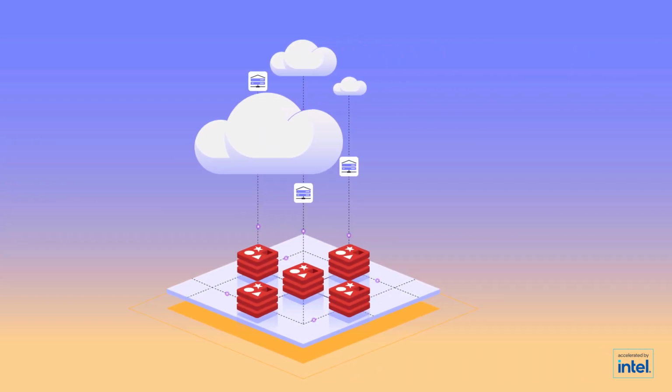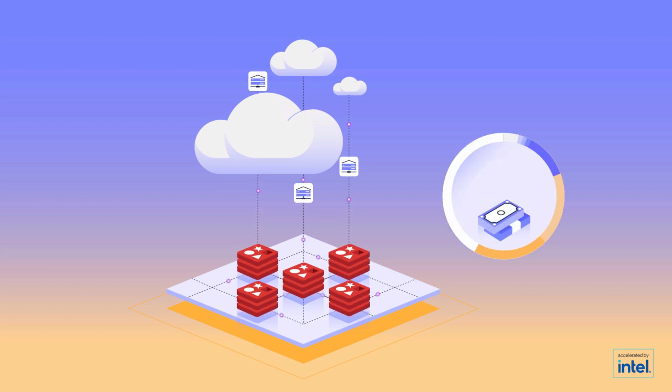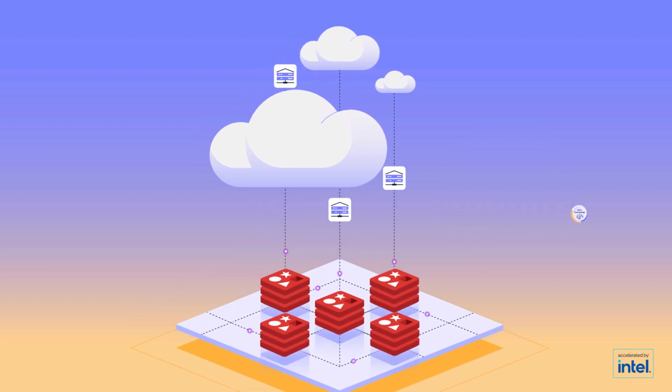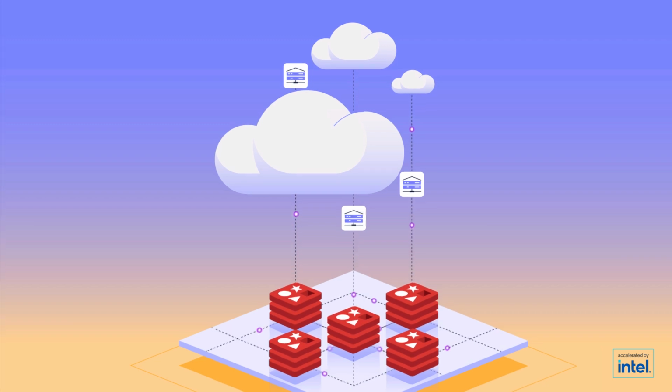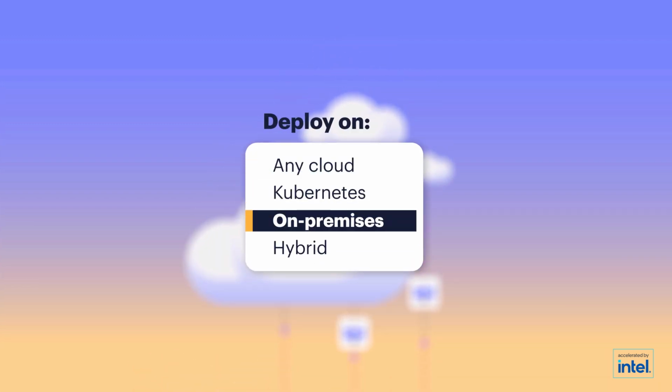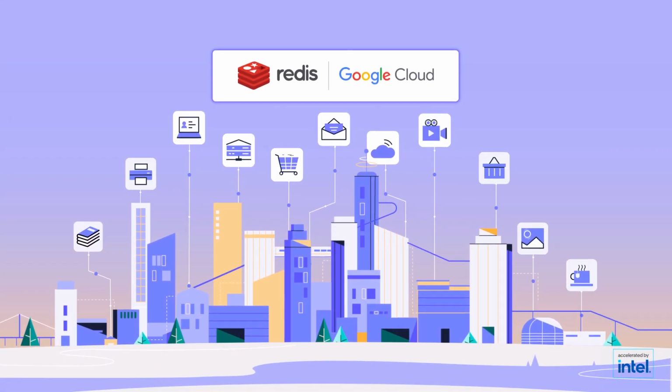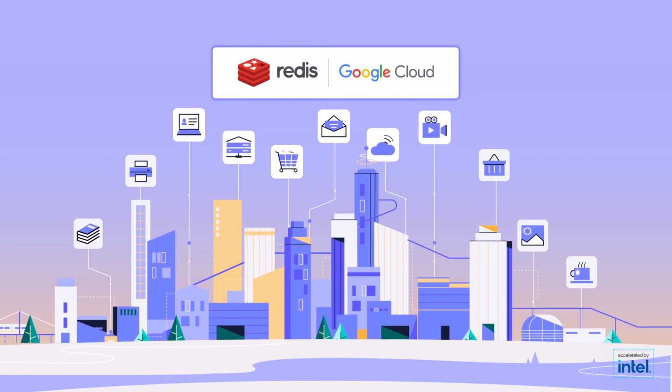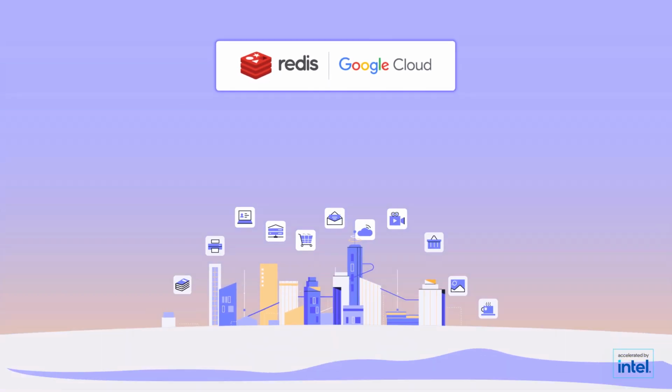Leverage multi-tenancy and Redis on Flash for up to 80% cost savings. Unify data across hybrid and multi-cloud environments. Deploy on any cloud, on Kubernetes, on-premises, or hybrid. Utilize active-active geo-replication for seamless conflict resolution and local latency on reads and writes.